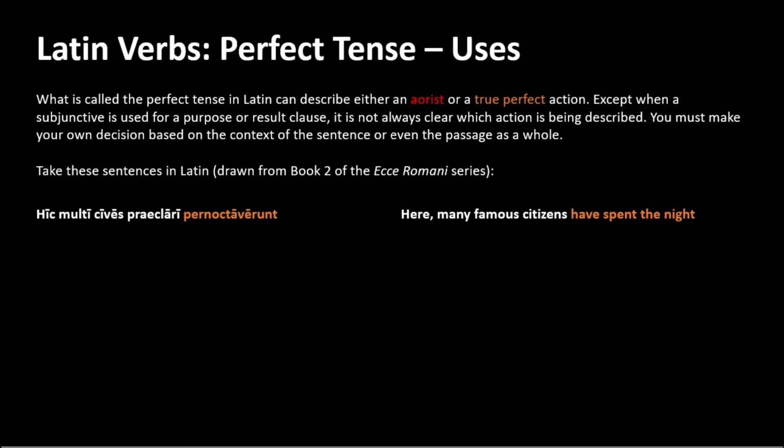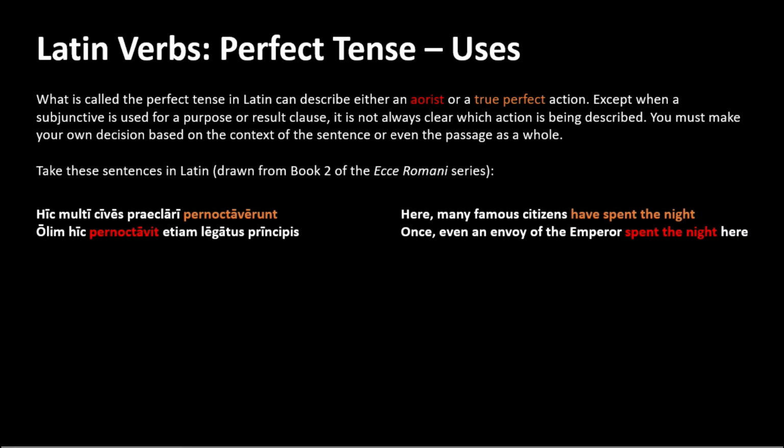And because the innkeeper is talking to prospective customers, and he is telling them that in the past, and hopefully in the present with these potential customers, and certainly hopefully in the future, that they do and will continue spending the night. Here many famous citizens have spent the night. It is a process which has not finished. It is hoped to continue into the present and into the future. Hic multi cives praeclari pernoctaverunt.